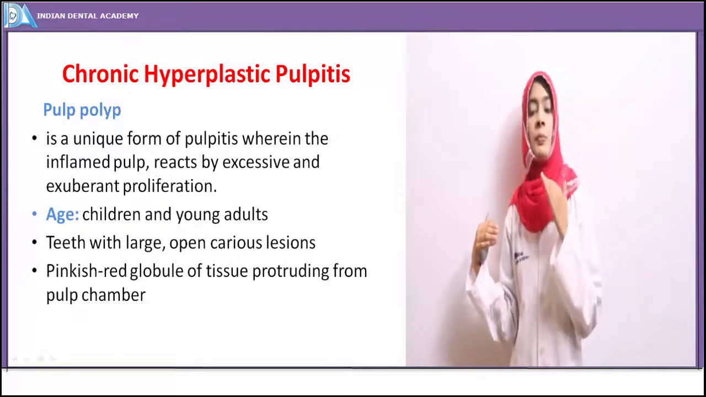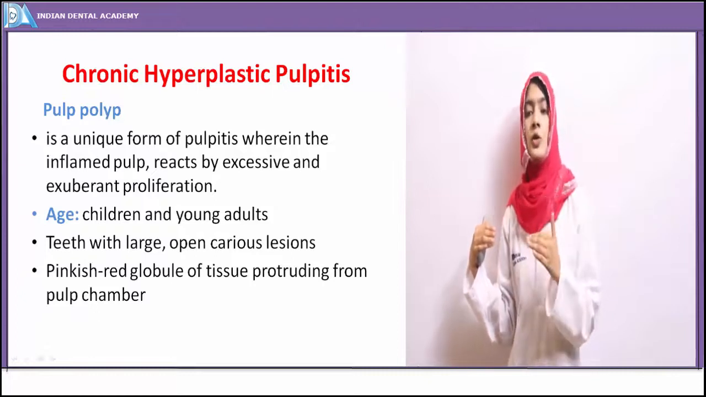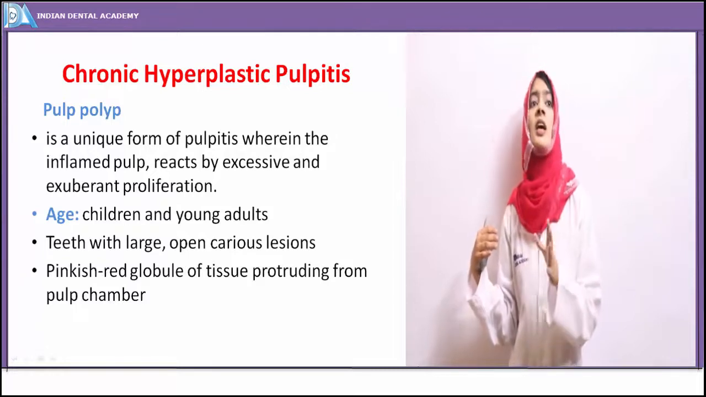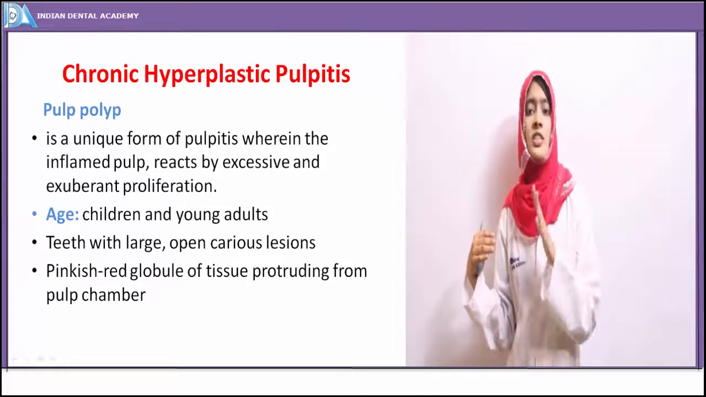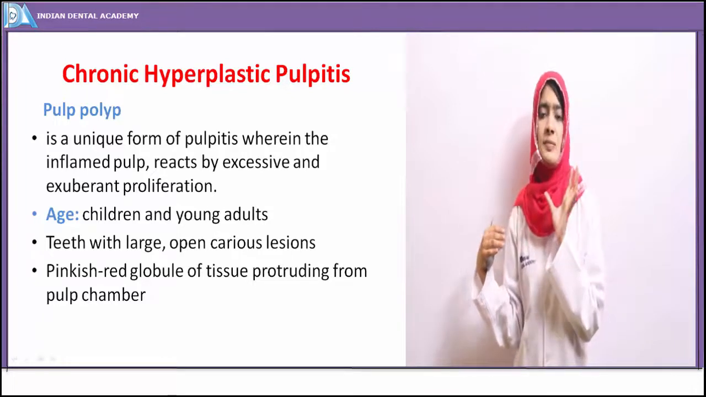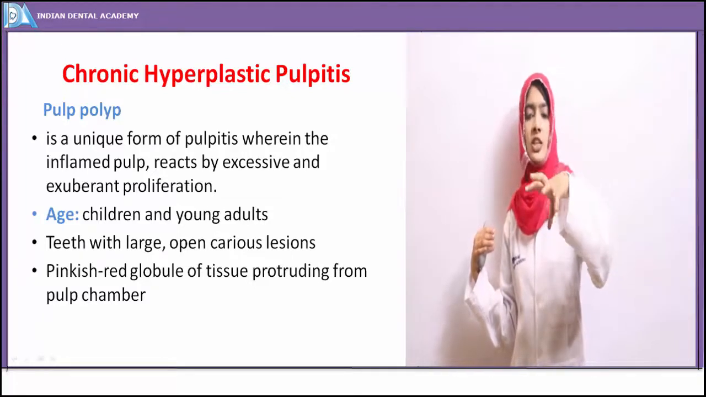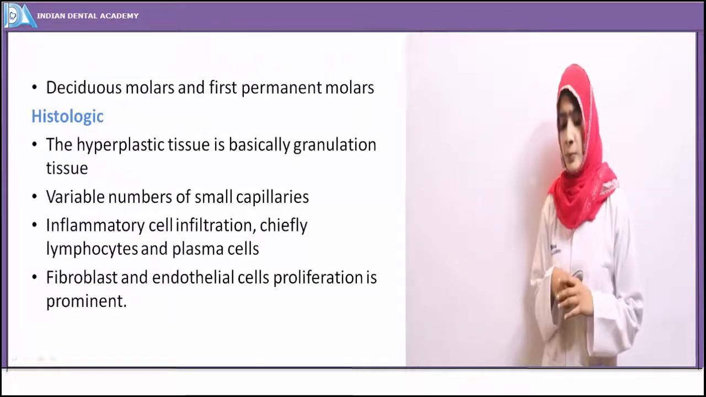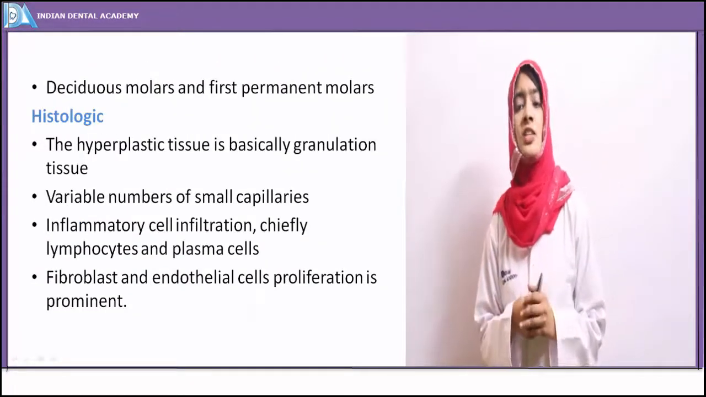A pinkish red globule of tissue protruding from the pulp chamber is present. Pain may be present, but pain is not a constant feature here. Just a deep, large carious cavity is present, along with that pinkish red tissue in the pulp chamber. Pain is not a common feature. Okay, most commonly affected are the deciduous molars and first molars.